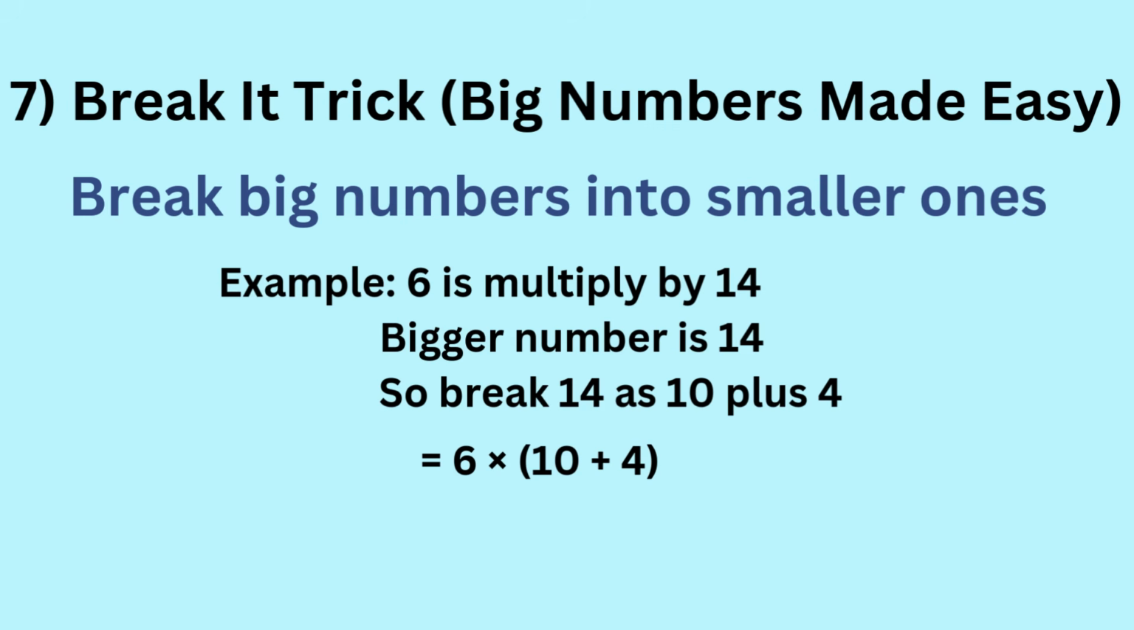6 multiplied by 10 equals 60. 6 multiplied by 4 equals 24. 60 plus 24 equals 84. So 6 times 14 is 84.